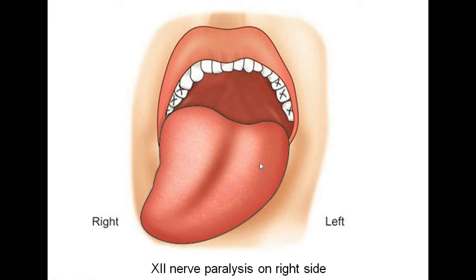Here in the diagram, there is paralysis of the 12th cranial nerve on the right side. So the tip of the tongue is pushed towards the paralyzed side, that is, the right side. So this is all about the tongue and the hypoglossal nerve.